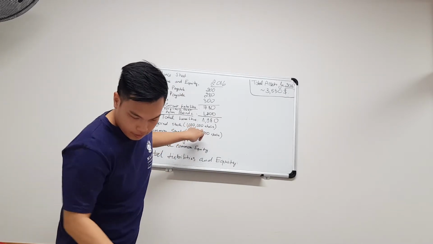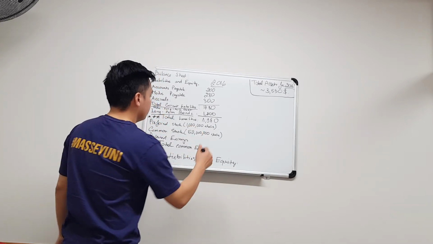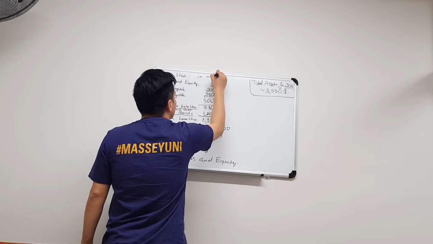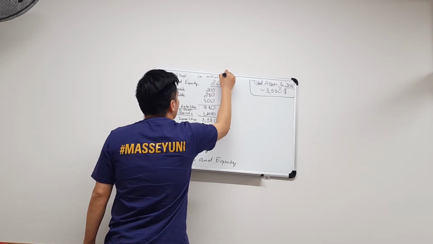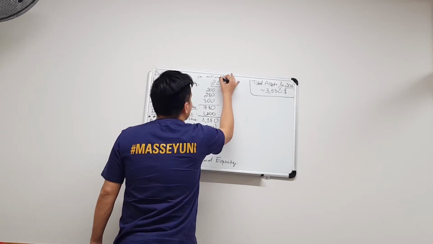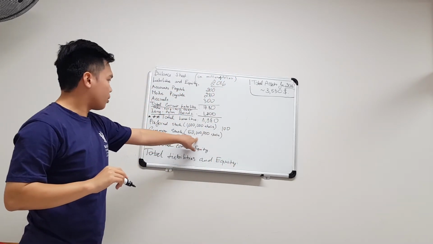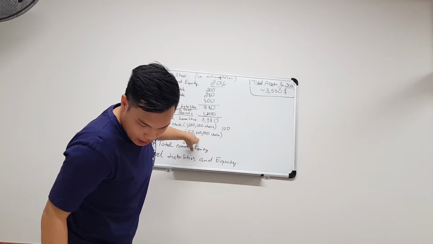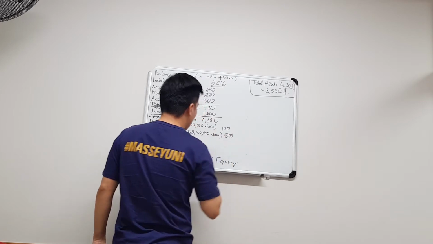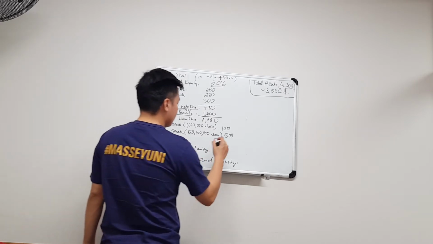Yeah, we have preferred stock. We have 1 million shares of preferred stock, equivalent to 100. Hundreds here is in million dollars. And we have common stock of 50,000, equivalent to $500 million. Retained earnings, we have 970.